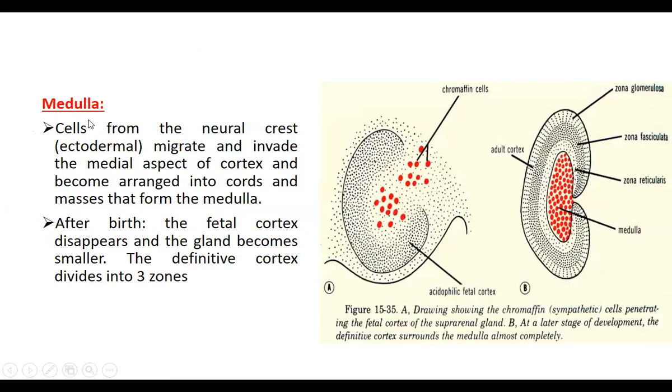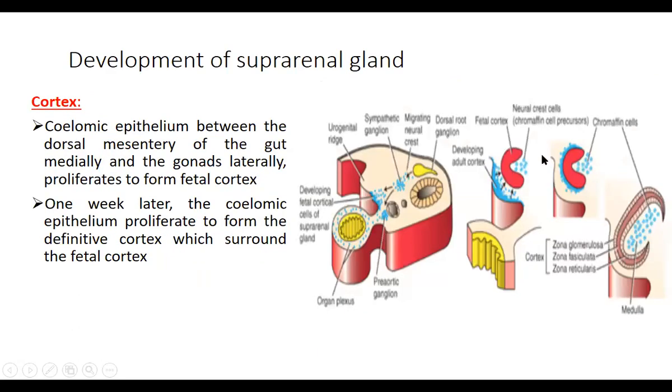Now coming to the medulla, medulla cells form from the neural crest cells, which are actually from the ectodermal part. They will migrate and invade the medial aspect of the cortex and become arranged into cords and masses that form the medulla. So these cells, if you see here, these are the neural crest cells, which are also called the chromaffin cells.